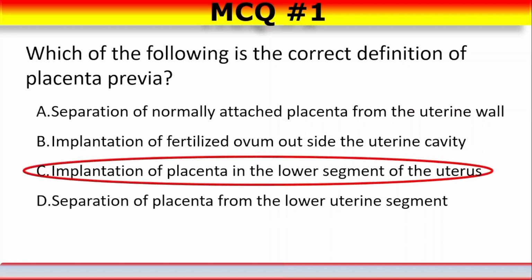The correct answer is C. Implantation of placenta in the lower segment of the uterus. So A is the definition of abruptio placenta and B is the definition of ectopic pregnancy. So the correct answer is C.